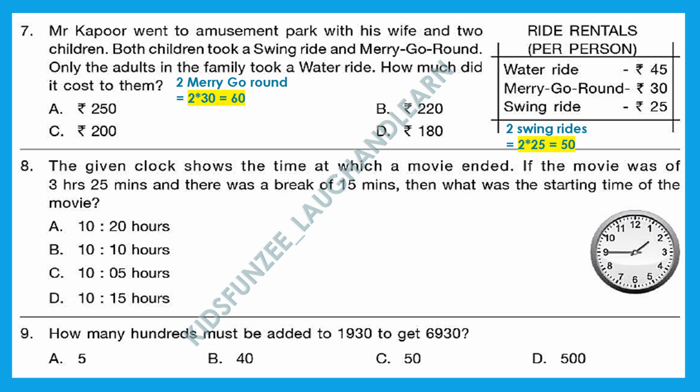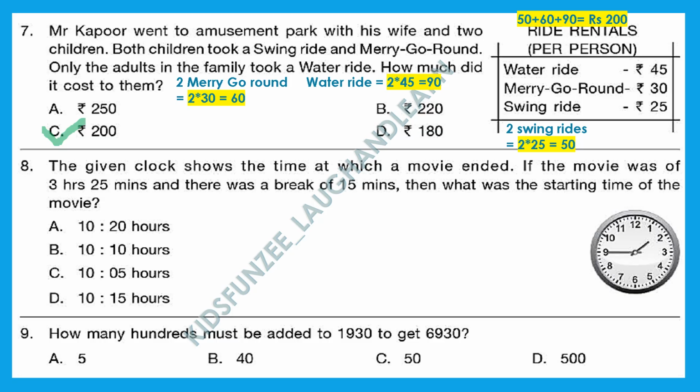Now about the water ride, both the adults took it. That means Mr. and Mrs. Kapoor. So we have to again find the cost of the water ride for 2 persons. It is going to be 90 rupees. So let's do the total. 50 plus 60 plus 90 is equal to 200 rupees. Our correct option is option C.